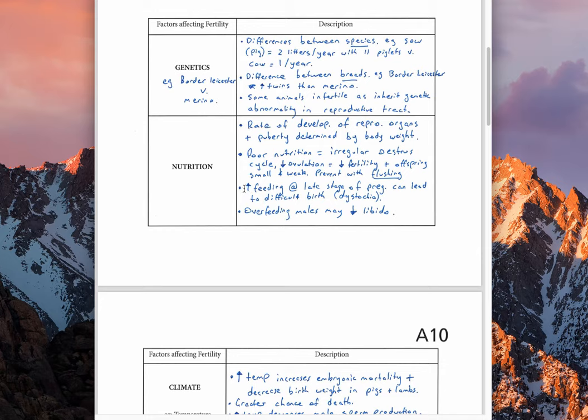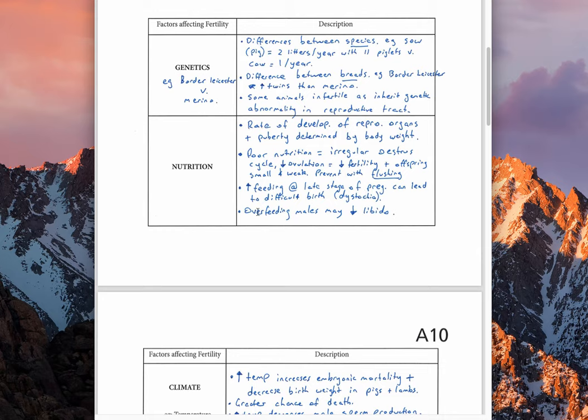Here we have the opposite end of the spectrum. If you give a late stage pregnant ewe or cow a large amount of food towards the end of the pregnancy, it could cause a difficult birth because the calf has grown significantly large, and you get a problem called dystocia, where the calf or the lamb is quite large and has birthing difficulties, and that can obviously lead to death potentially.